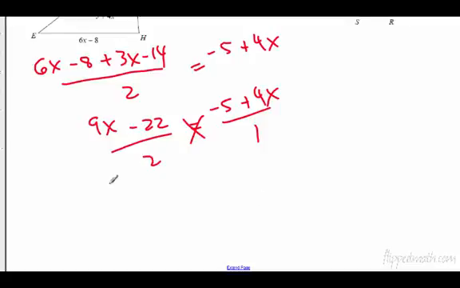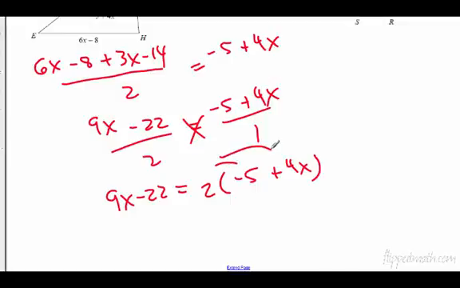So 1 times 9x minus 22 is just 9x minus 22. Then we get 2 times negative 5 plus 4x. All right, why am I writing uphill? Nobody knows. Distribute. This equals negative 10 plus 8x. We get 9x minus 22.